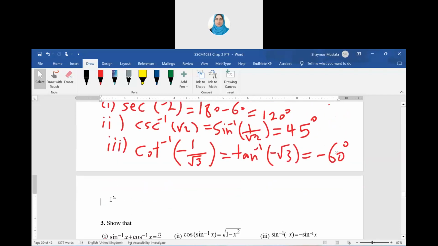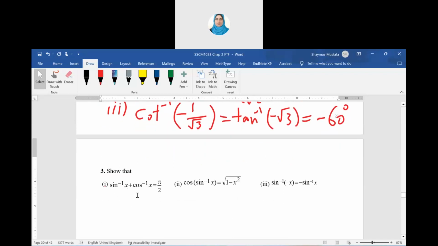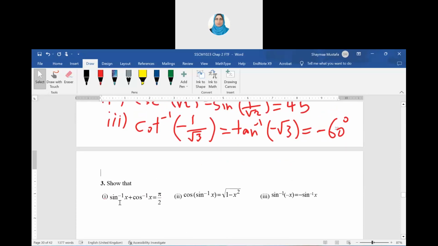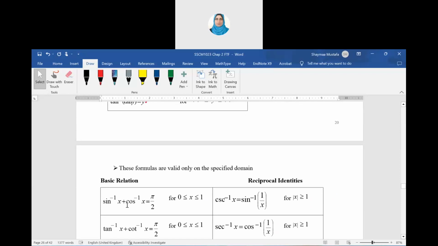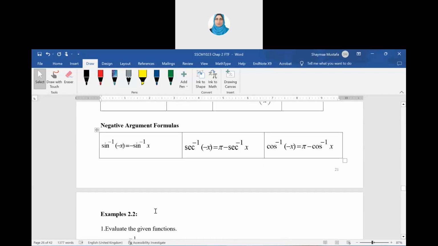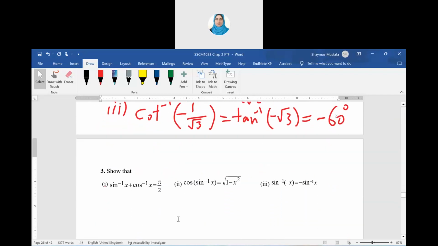And now I need to prove the identity that we used just now. We need to prove the identity: sine inverse x plus cos inverse x is equal to pi over 2. Show that sine inverse x plus cos inverse x is equal to pi over 2.